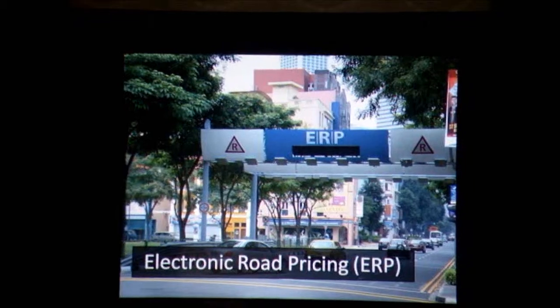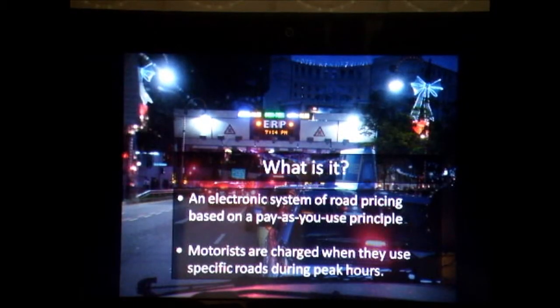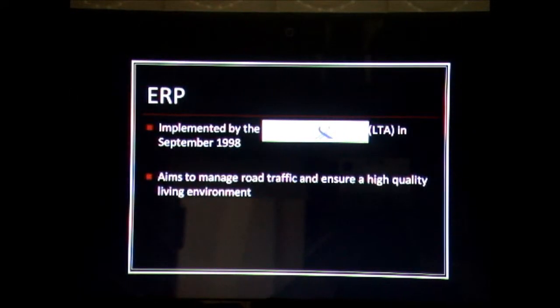Electronic Road Pricing. What is it? The Electronic Road Pricing is an electronic system of road pricing based on a pay-as-you-use principle. It is designed to be a fair system, as motorists are charged when they use the road during peak hours. The ERP was implemented by the Land Transport Authority in September 1998. It aims to manage road traffic and to ensure a high-quality living environment.